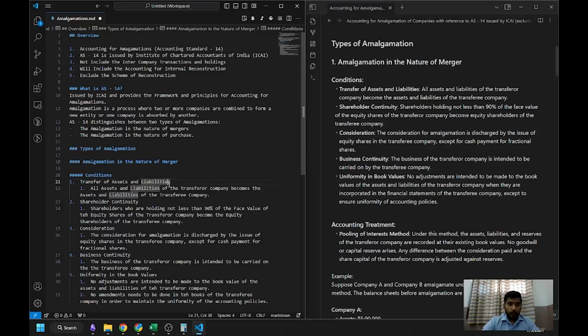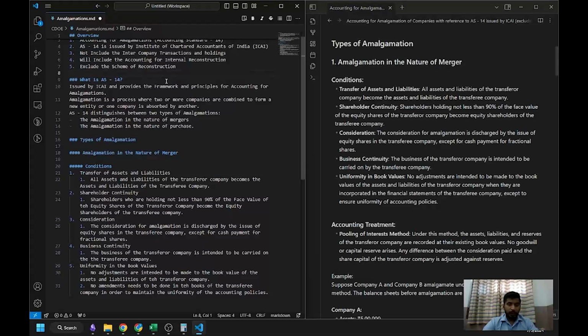Okay. So this was the overview of AS14, or I should say the accounting for the amalgamations, that it is issued by the ICAI. It will include the internal reconstruction but exclude the scheme of reconstruction. AS14, as prescribed by ICAI, provides a framework for the principles for the accounting for the amalgamations. Amalgamation is a process where two or more companies are combined to form a new entity, or one company is absorbed by another. A plus B becomes C, or A acquires B.